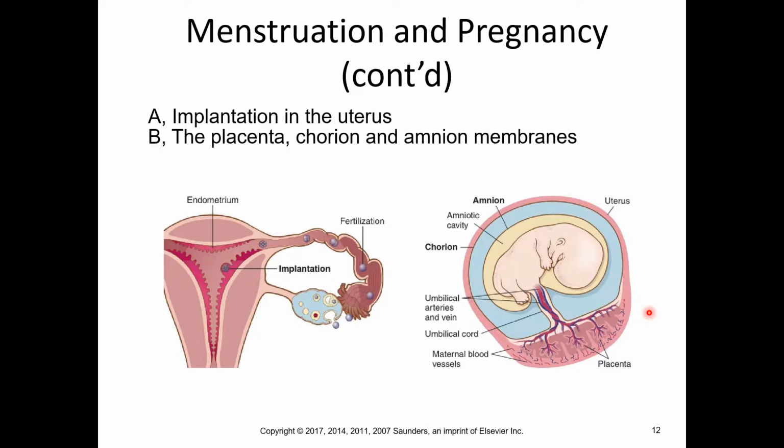And so the placenta, chorion, and amnion membranes. The amnion is the innermost membrane, and the fetus resides within the amniotic cavity, and an umbilical cord develops with arteries and veins attached to the placenta. The placenta is attached to the endometrium, and that's the way that mom feeds baby and removes waste from baby. Outside of that is the chorion, and those are the layers that surround the fetus during development. Outside of all that is the uterus, and eventually the fetus will take up the entire uterus at full term.